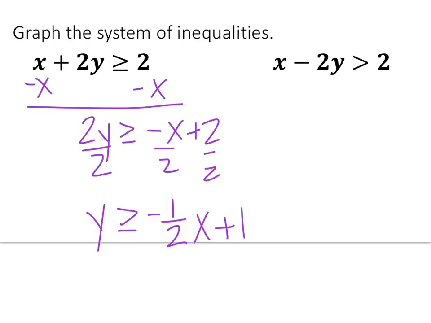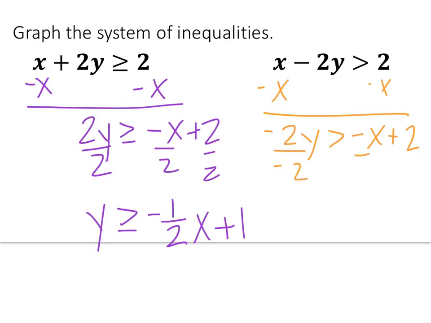Let's figure out what the other one's going to be. So with this one, again, I'm subtracting x. I get negative 2y is greater than negative x plus 2. I'm dividing everything by a negative 2, so when you do that, you're going to have to flip that sign. So y is less than, and it's going to be a positive 1/2 x plus 1.